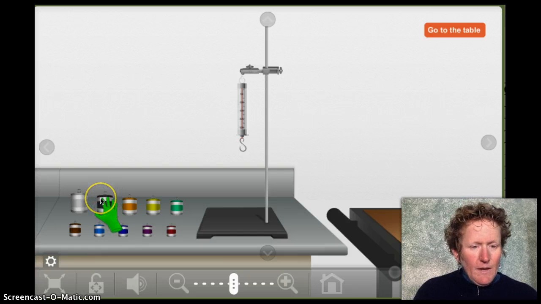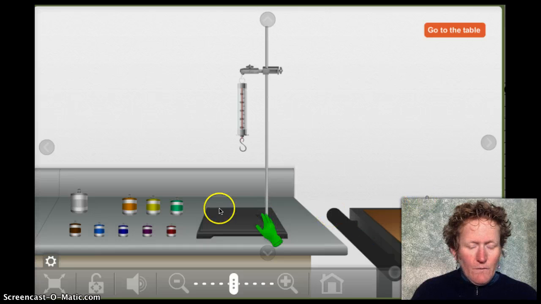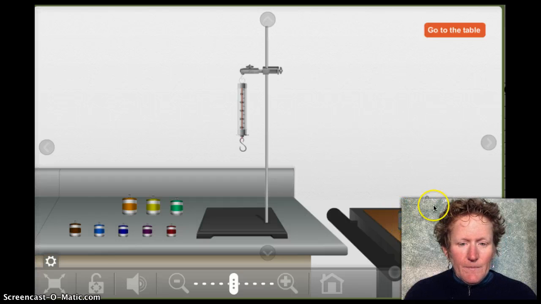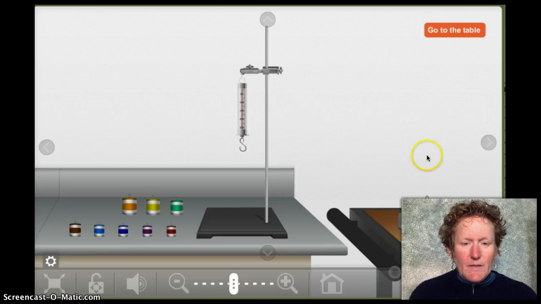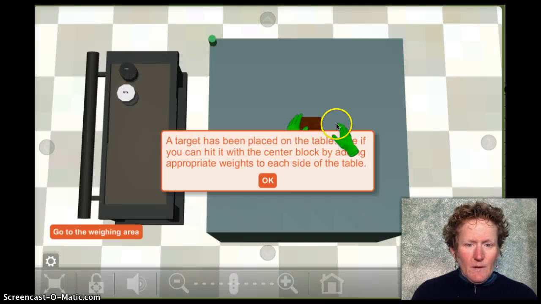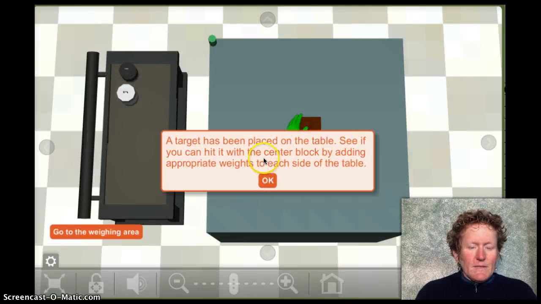What we want to do right now is see how these masses create forces, how the mass of the object plus the acceleration due to gravity pulling down on the mass creates forces that act on an object. I'm pushing this go to the table here, and it says a target has been placed on the table. See if you can hit it with the center block by adding appropriate weights to each side of the table. Well, we'll see if we can hit that target.